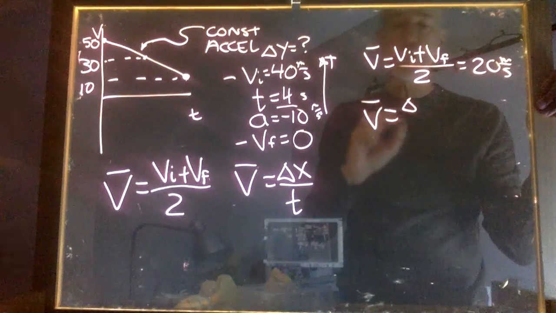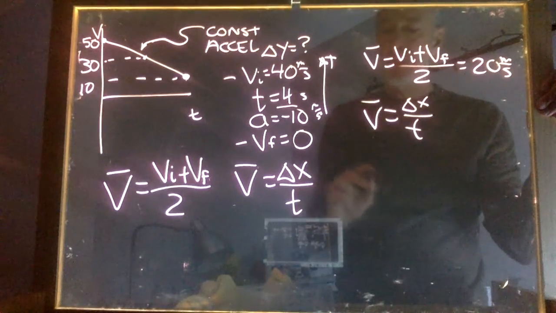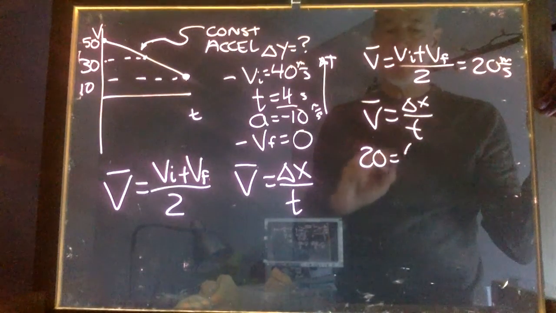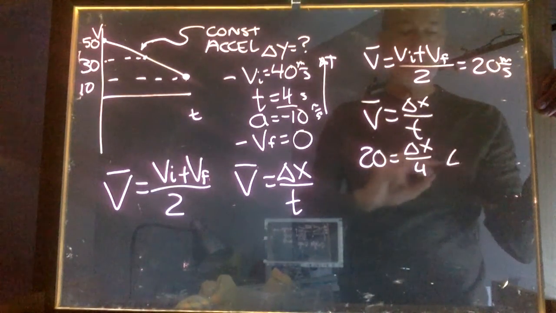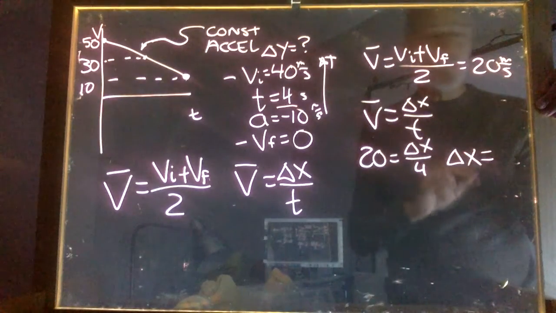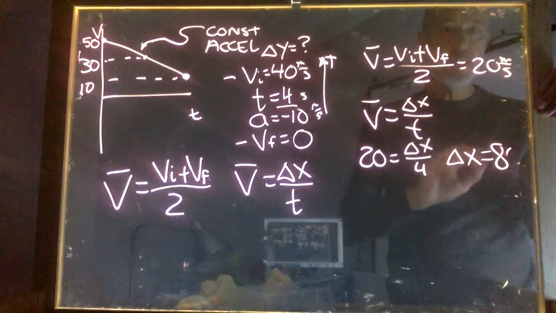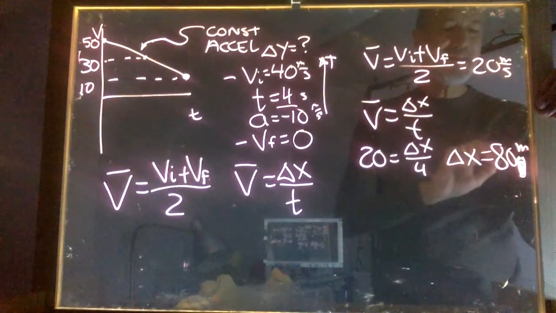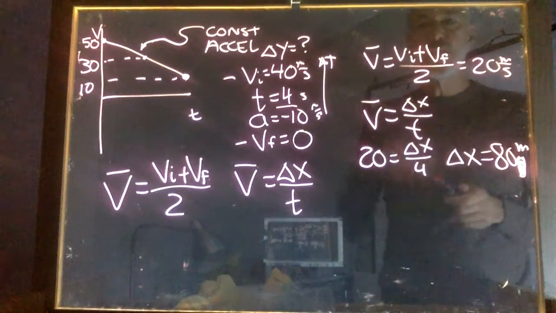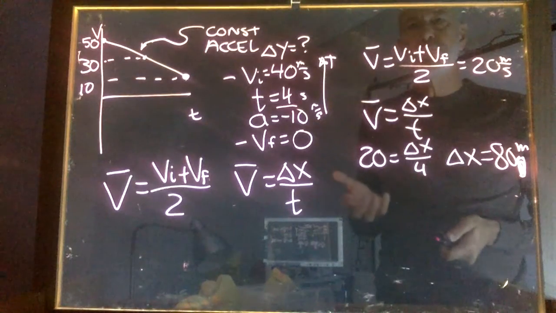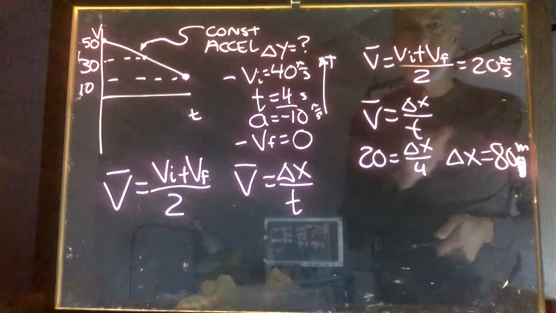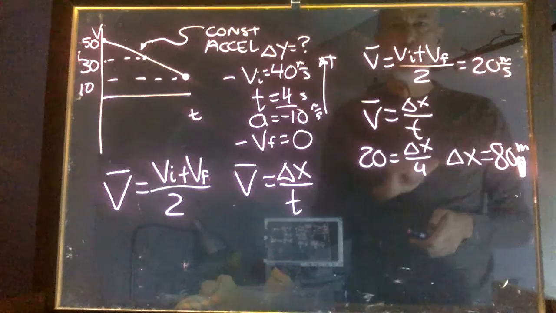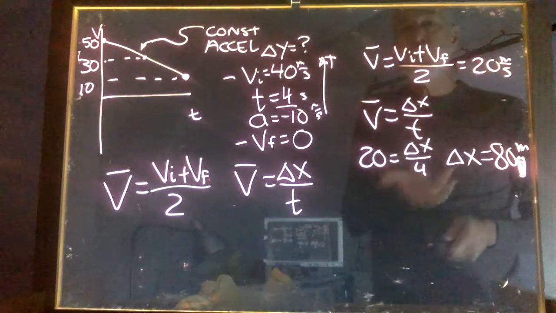Hey, guess what? Average velocity is displacement over time. So 20 equals displacement over 4. Displacement is, I should have written y, 80 meters. Okay, so why did I go through all that? Well, if I do all the V0t or VIT and 1/2 AT squared, I don't have to do all this.